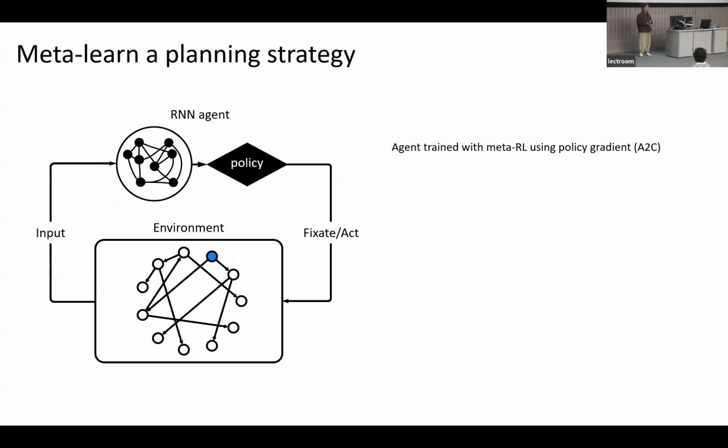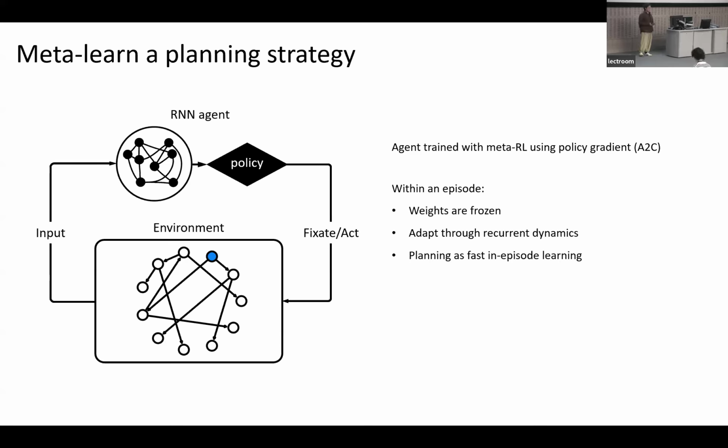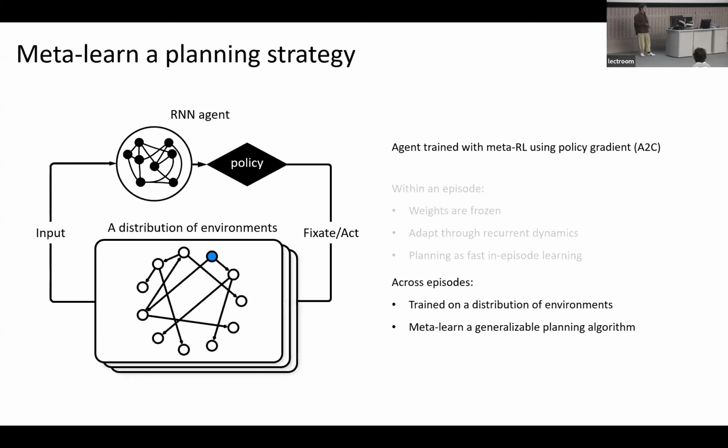The agent is trained under a meta-reinforcement learning setting using policy gradient methods. Following the standard meta-reinforcement learning practice, the weights of the agent are frozen within an episode. Instead, the agent must adapt to a new environment through its recurrent dynamics. In this case, the planning algorithm is implemented in the recurrent dynamics, and the planning here can be viewed as a kind of fast in-episode learning.